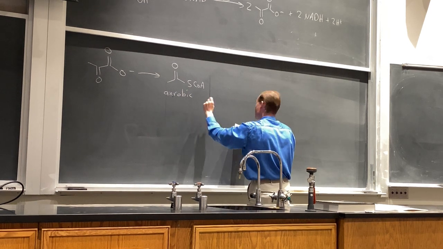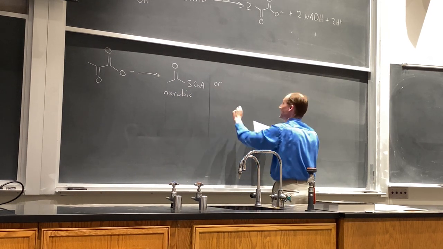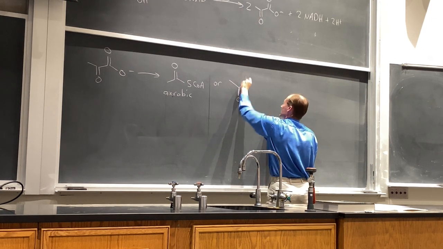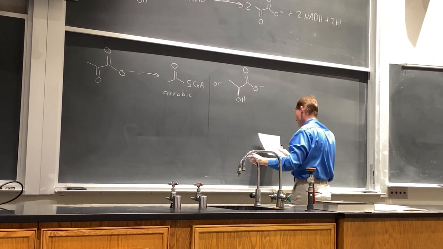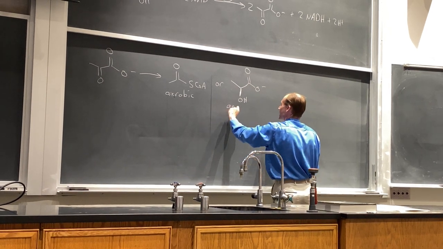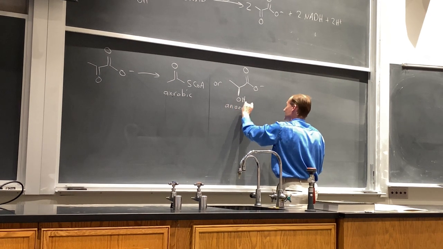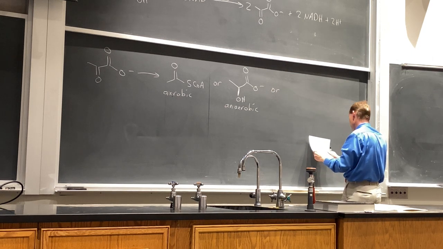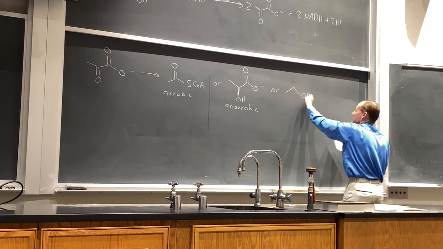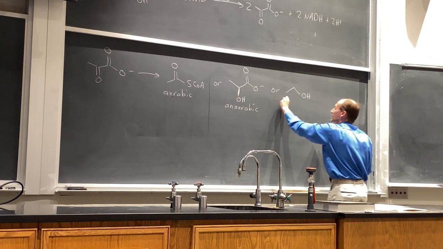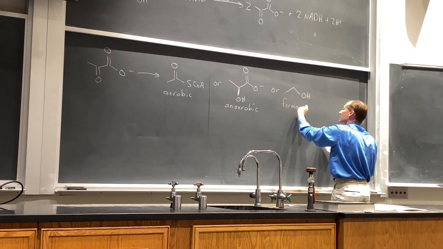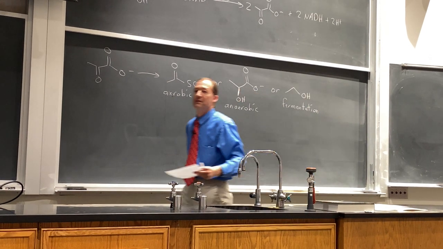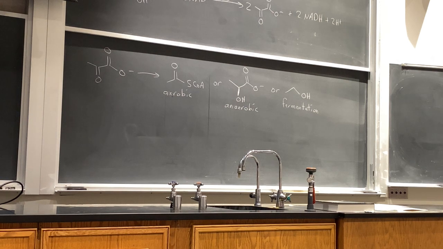Or it can be converted into lactate. Lactate, the conjugate base of lactic acid, that happens under anaerobic conditions. Or in organisms such as yeast that perform fermentation, ethanol can be produced. Okay, so the fate of pyruvate depends on the type of organism as well as the conditions.